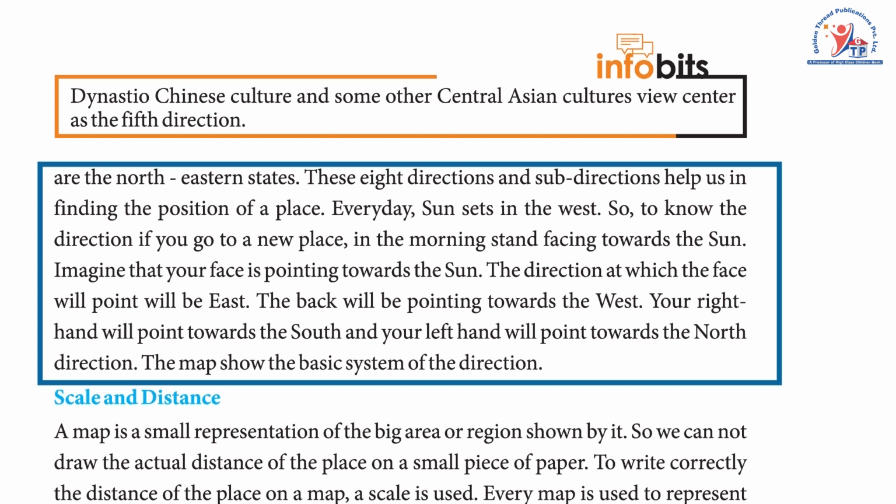Every day, the sun rises in the east, so to know the direction, if you go to a new place in the morning, stand facing towards the sun. Imagine that your face is pointing towards the sun. The direction at which the face will point will be east. The back will be pointing towards the west. Your right hand will point towards the south and your left hand will point towards the north. The map shows the basic system of direction.